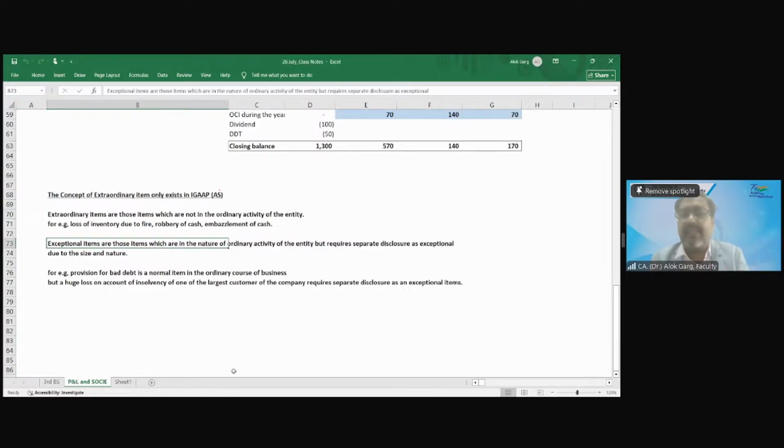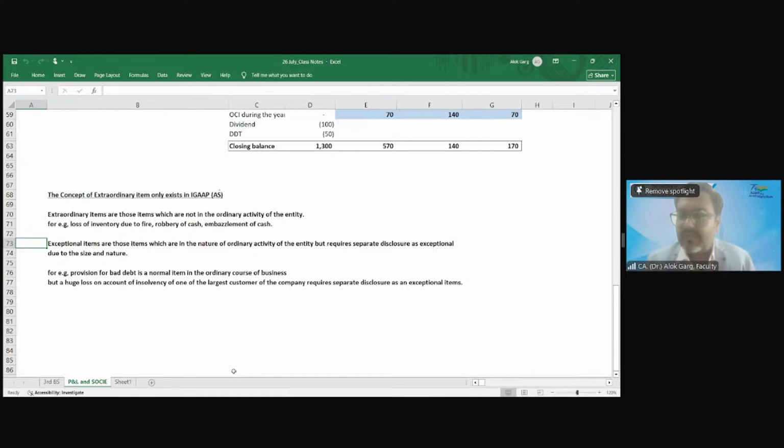What is meant by exceptional item? Exceptional items are those items which are in the ordinary activity of the entity. I'm just giving you the AS definition, not the Ind AS definition. Exceptional items are those items which are in the nature of ordinary activity of the entity, but require separate disclosure as an exceptional item due to the size and nature of the incidents. For example, if a company is in the business of selling goods on a credit basis, then is provision for doubtful debt normal or extraordinary?